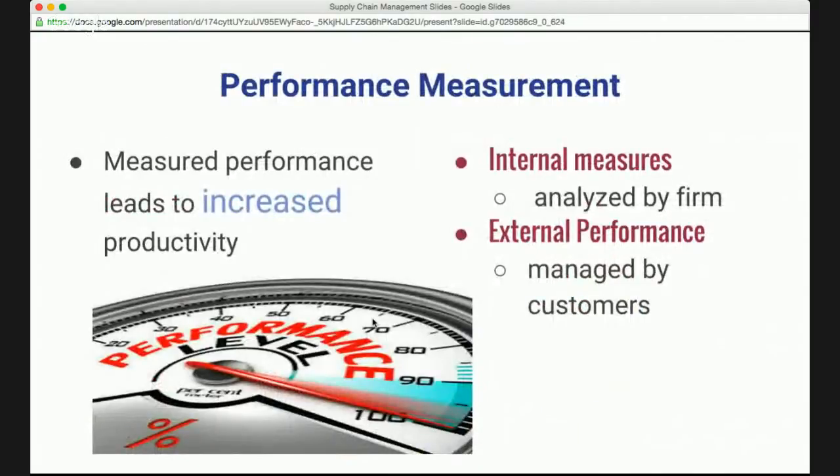Next, we have performance measurement, and it's said that firms that measure the performance of their company actually increase their productivity. Internal measures, such as cost, customer service, productivity, quality, and asset measurement, are analyzed by the firm, whereas external performances are managed through the customers.